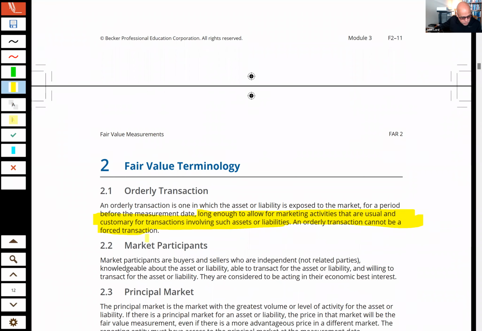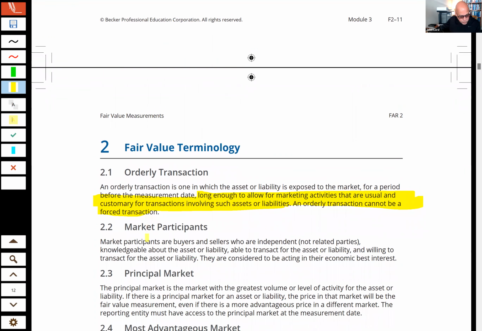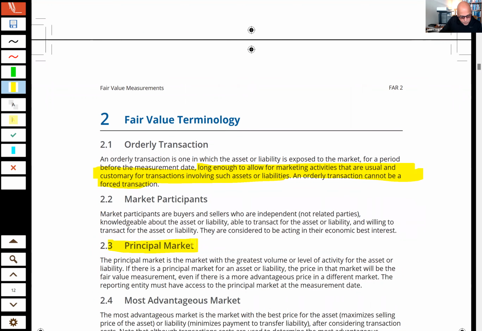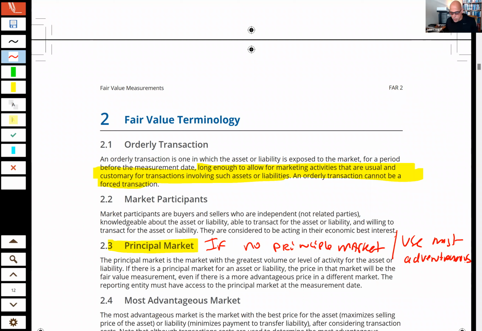Now, principal market. Let's come down to principal market, and you can put down: if no principal market, use most advantageous. If no principal market, use most advantageous. The principal market is the market with the greatest volume or level of activity for the asset or liability.